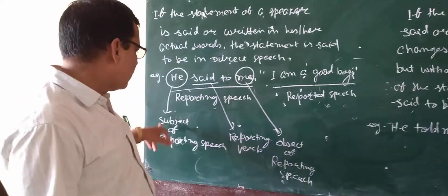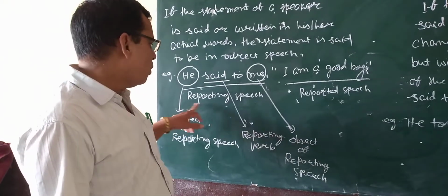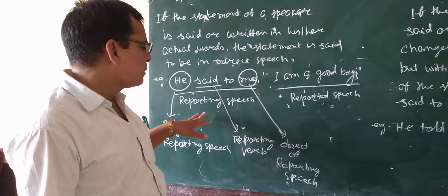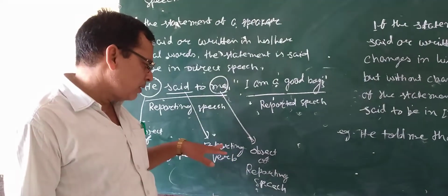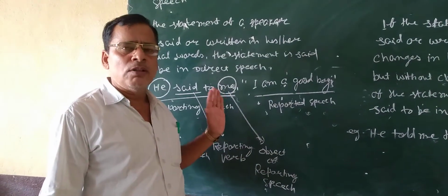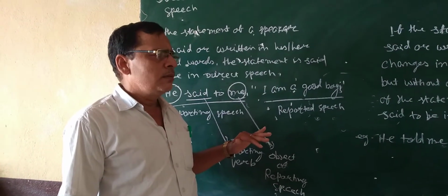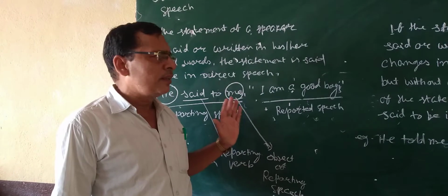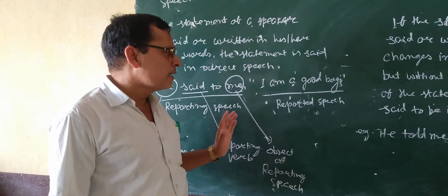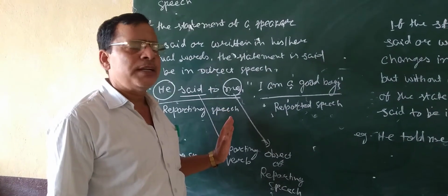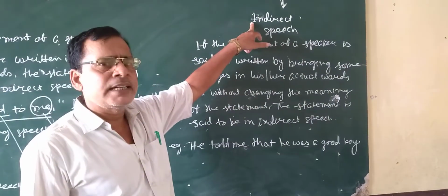Everybody should know this diagram, because at the time of teaching narration, all such words like reporting speech, reported speech, subject of reporting speech, object of reporting speech, reporting verb, all of this will be announced from the board by the teacher in the respective class. So everybody must learn all these facts which have been displayed here on the blackboard. So this one is now the indirect speech.